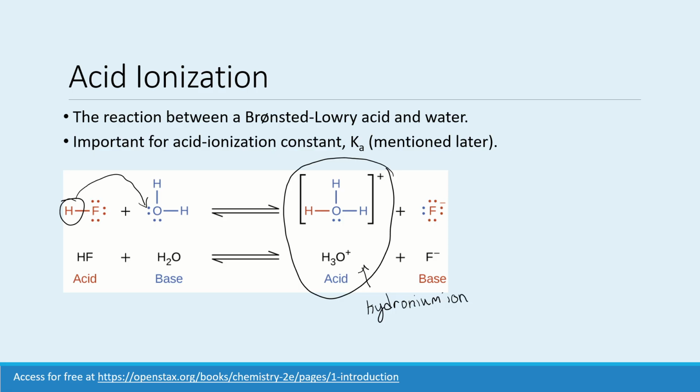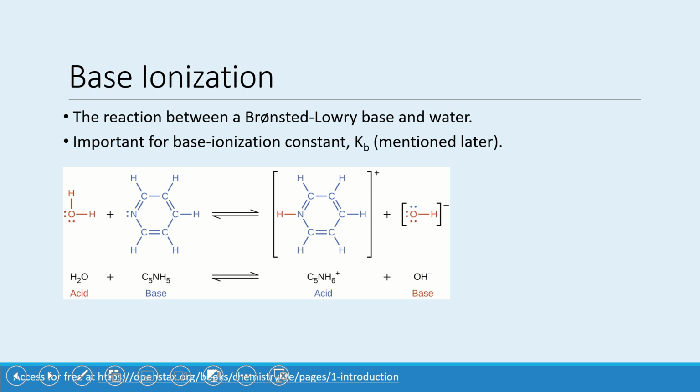And these equations for acid ionization are going to be important when we talk about the Ka and the Kb values later on. Okay, so this is just an introduction to what the reactions look like whenever you have an acid reacting with water. And then we're going to have, of course, the opposite, which is a base reacting with water. And the base is going to accept a hydrogen from that water molecule.